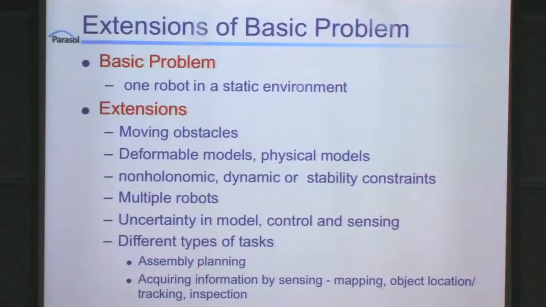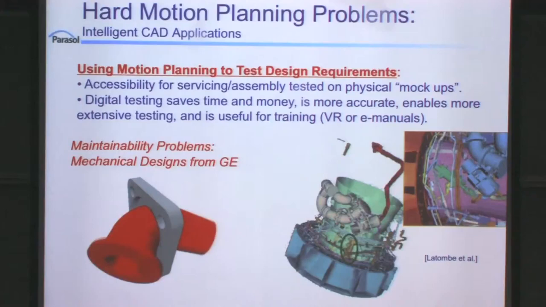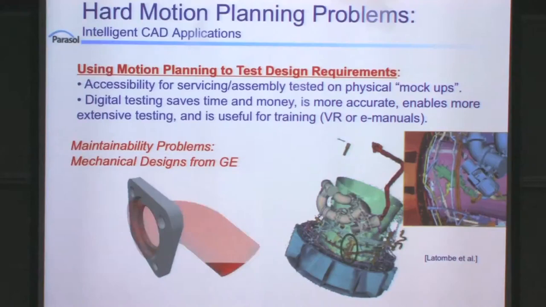And then there are different types of tasks. So now I just want to give you a few examples of where motion planning arises. Think of it like a car, and it's turned. There are constraints on how it can move, basically. You can't just move it anywhere you would like.